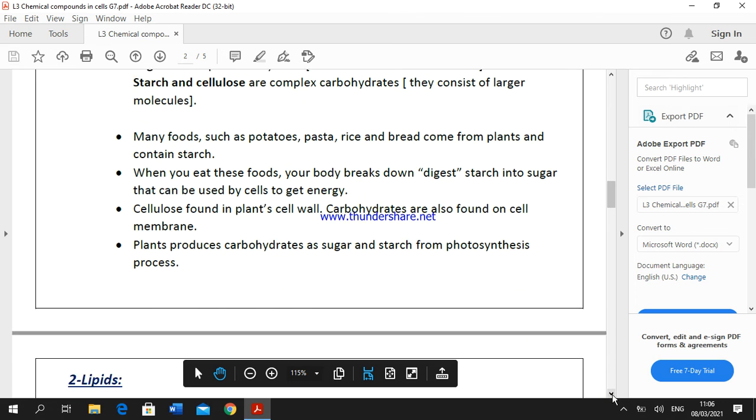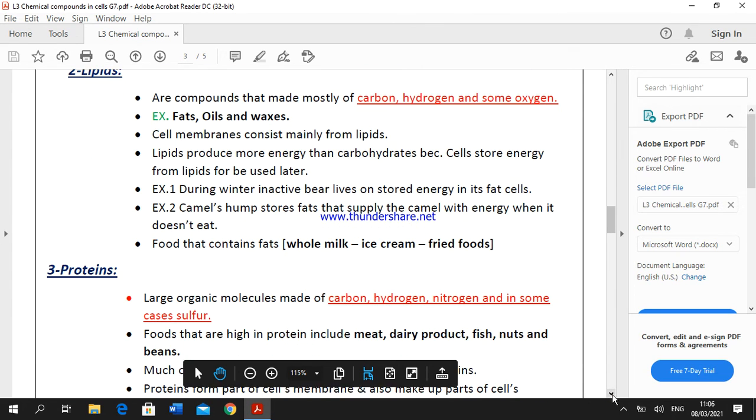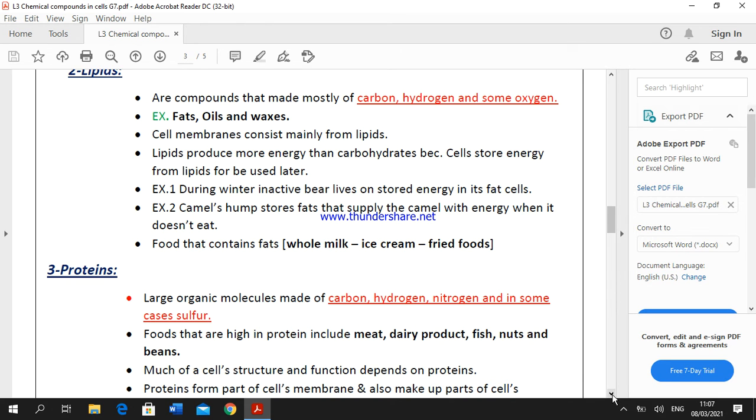The second group, lipids. Lipids are compounds composed mostly of carbon and hydrogen and some oxygen. The examples of lipids: fats, oils, and waxes. Lipids enter the composition of the cell membrane, where the cell membrane found inside plant cells or animal cells or all types of cells consists mainly of a lipid layer.